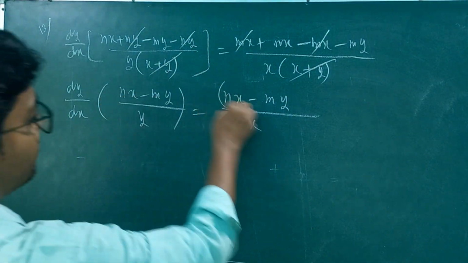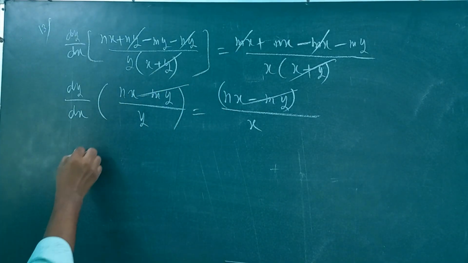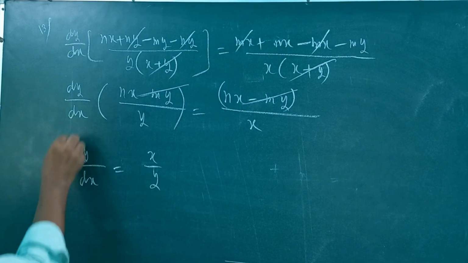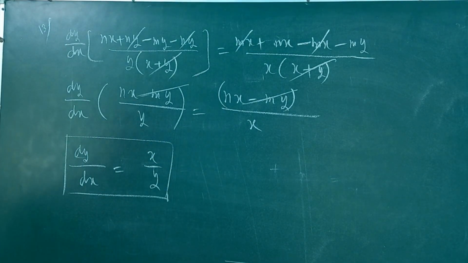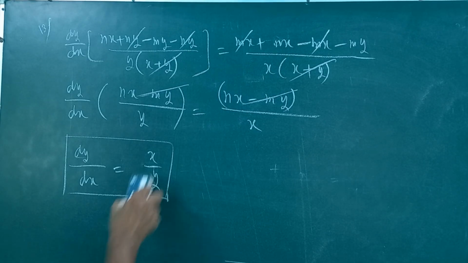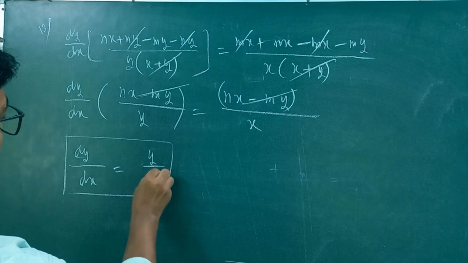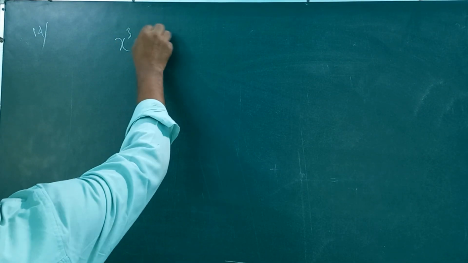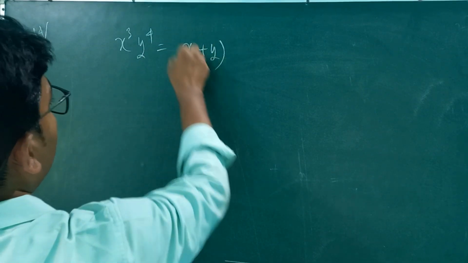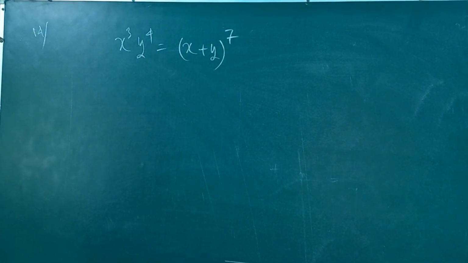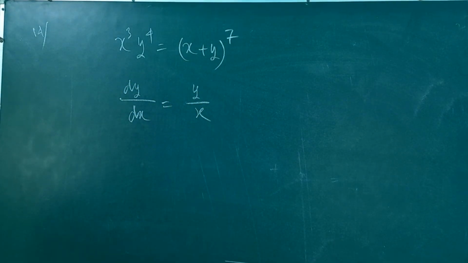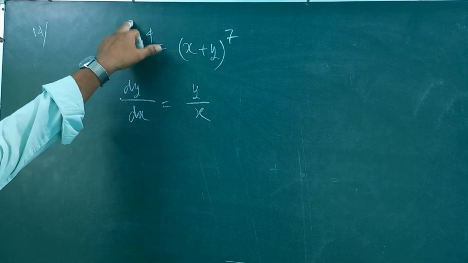So see, this term is also the same, so you can cancel them. So what is dy by dx? Only x by y. That is our result. Sorry, y by x, not x by y, y by x. In this way, if x cube y to the power 4 equals (x plus y) whole to the power 7, then what is dy by dx? Now dy by dx is only y by x, whatever may be the value.